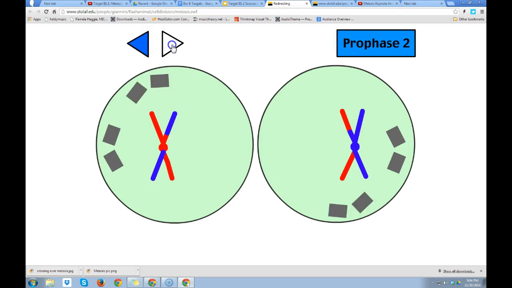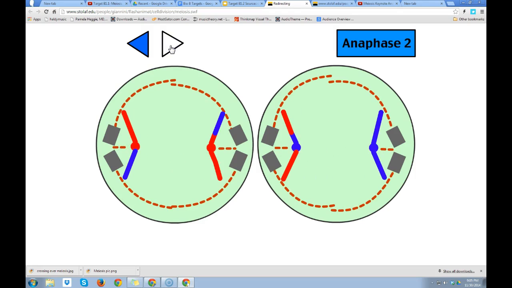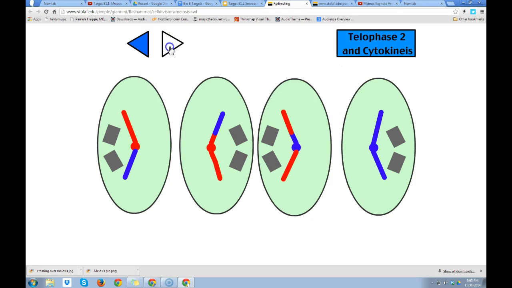Now we're in prophase 2. It's going to go through this again. We're in metaphase, it lines up and pulls them across to the opposite sides of the cell, cytokinesis. And now we started with a cell with 2 chromosomes, and now we have 4 completely different cells in the end.